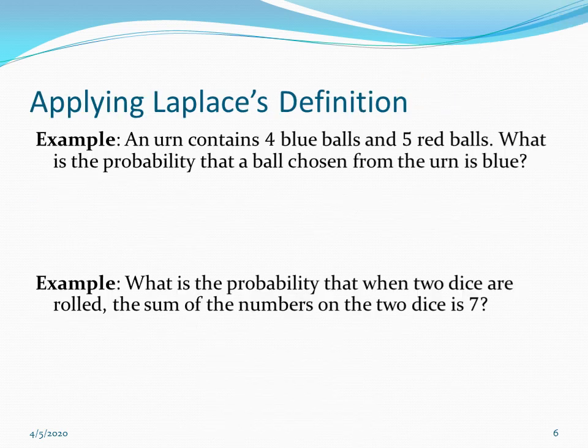Let's look at more examples of calculating probabilities. Suppose we have an urn that contains 4 blue balls and 5 red balls. We want to know the probability that a ball chosen from the urn is blue. Since there is a total of 9 balls in the urn, and each ball is equally likely to be drawn, the sample space has 9 outcomes. 4 of these balls are blue, so the probability of selecting a blue ball will be 4 divided by 9.